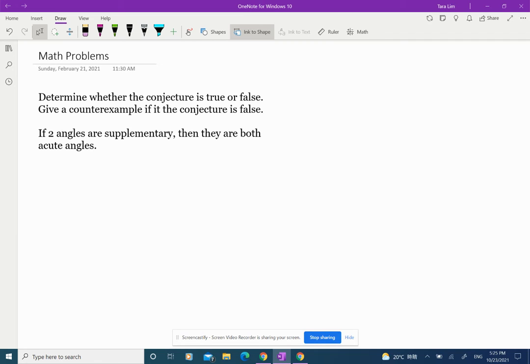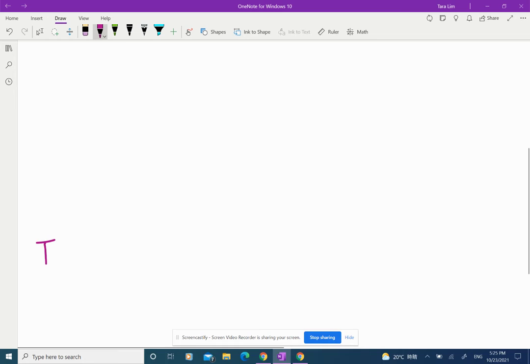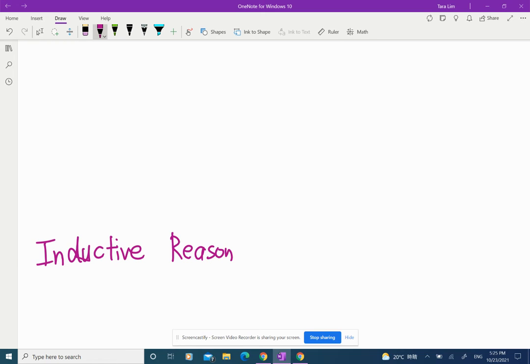Before I explain how this question works, I want to first explain what inductive reasoning is, which is a really important math term. Inductive reasoning in math is a type of reasoning that uses information from different examples to form a conclusion called a conjecture.